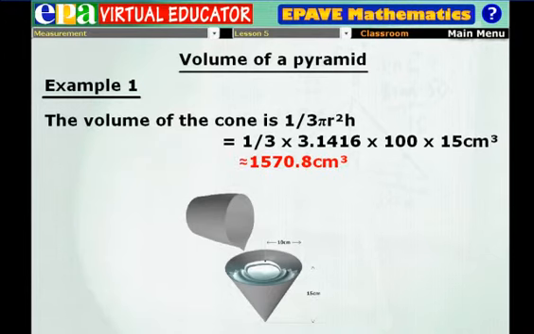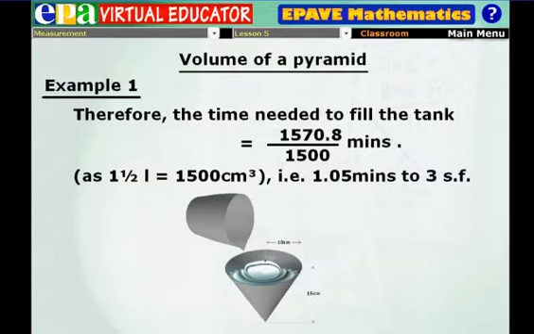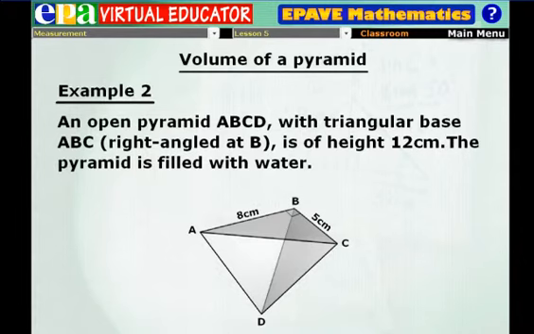1,570.8 centimeters cubed. Therefore, the time needed to fill the tank is 1,570.8 divided by 1,500 minutes, as 1.5 liters equal 1,500 centimeters cubed. That is 1.05 minutes to 3 significant figures. Let us look at another example.